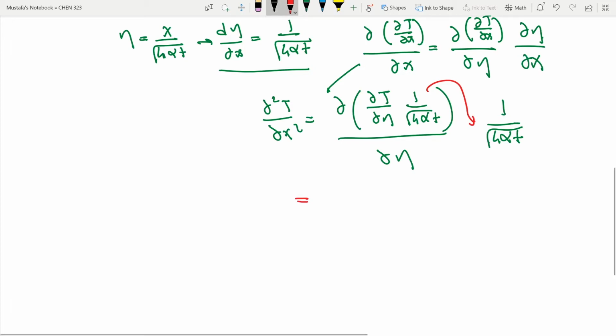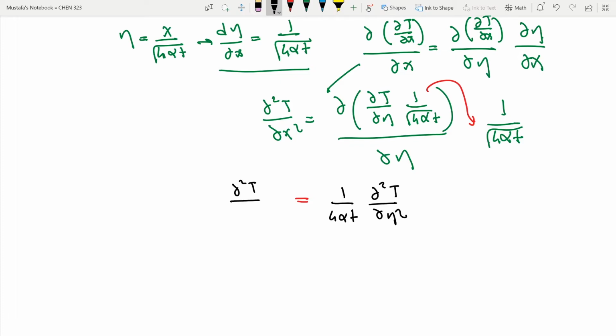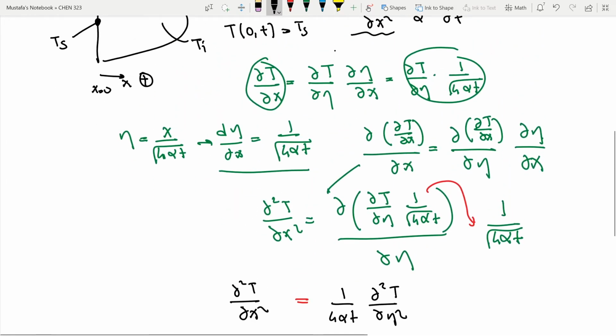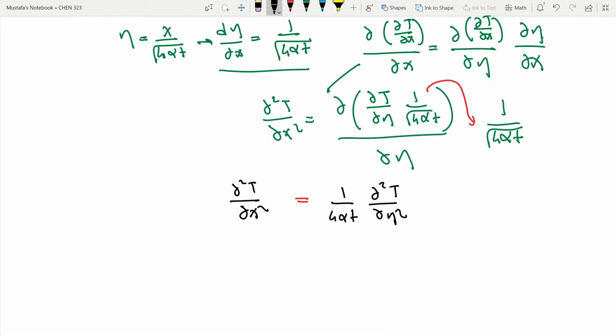So then I have 1 over 4 alpha t, d squared T by d eta squared. So this is the transformation of d squared T by dx squared. This is the first piece of the heat diffusion equation. Now I need to express dT by d time in terms of the similarity variable.